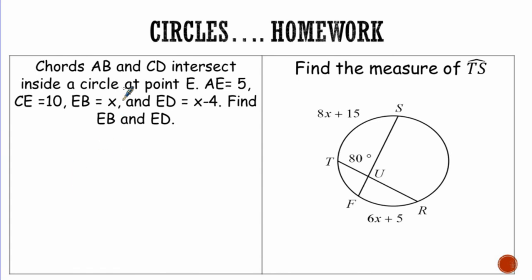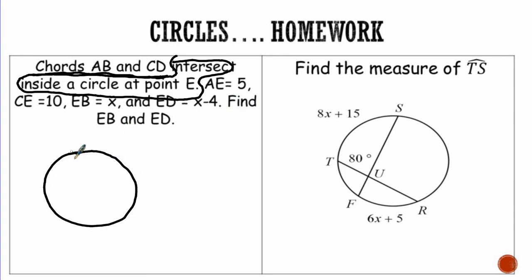It says chords AB. So we have some chords, AB and CD. And what about them? They intersect in a circle at point E. So that's what we have going on. And then it tells me some information about it. So all of this is important too. And then it says find EB and ED. Okay, so I need to draw the chord AB. And then I need to draw chord CD.